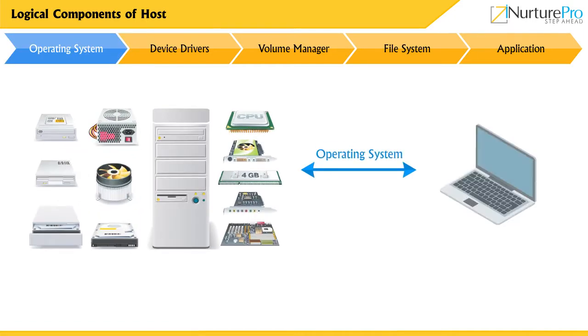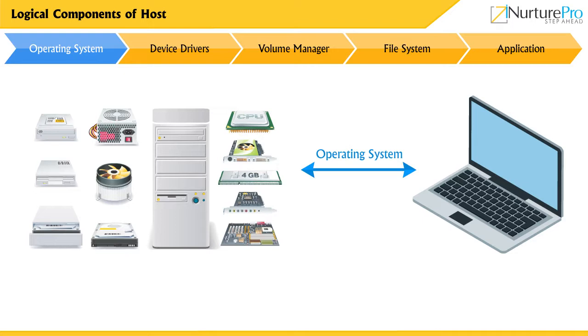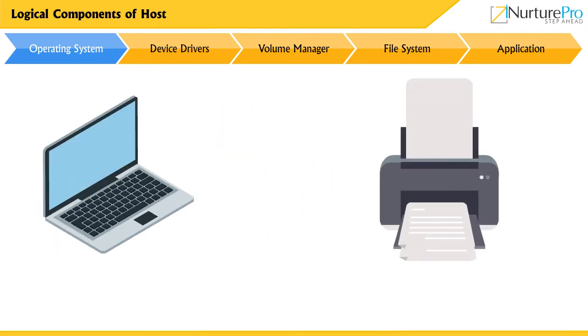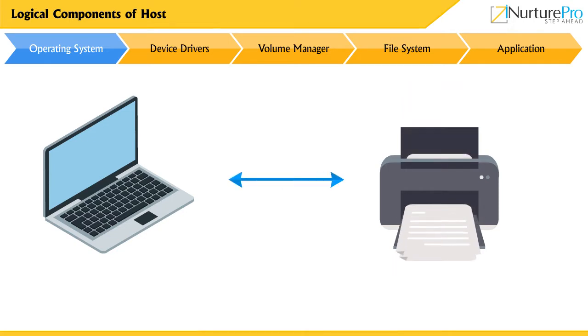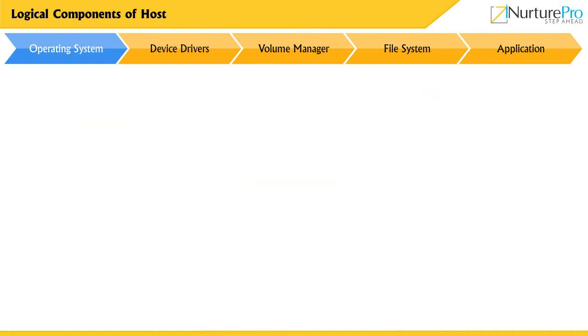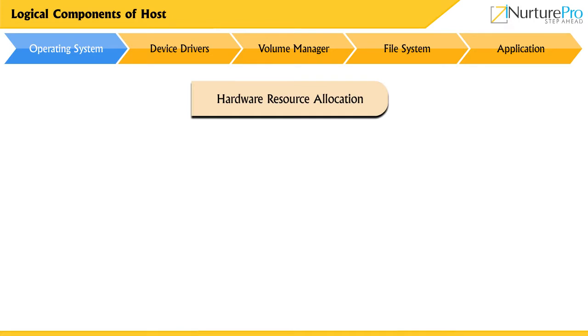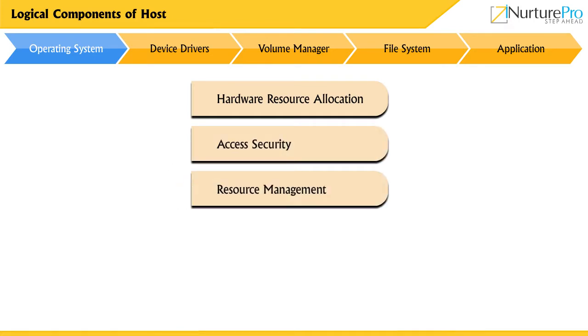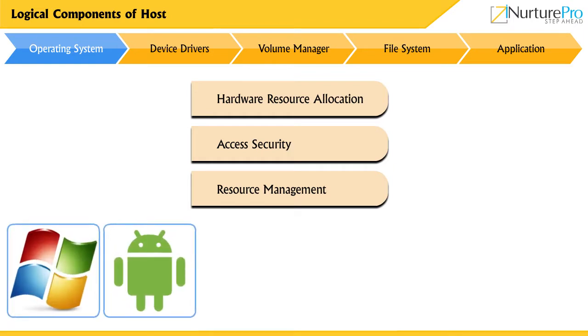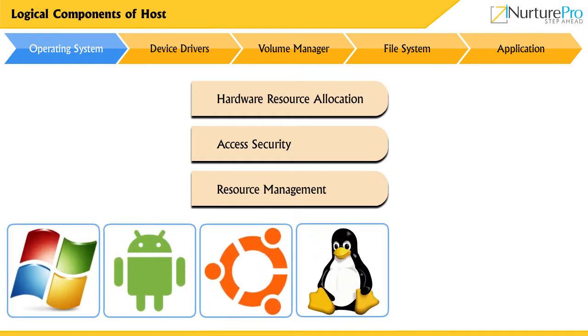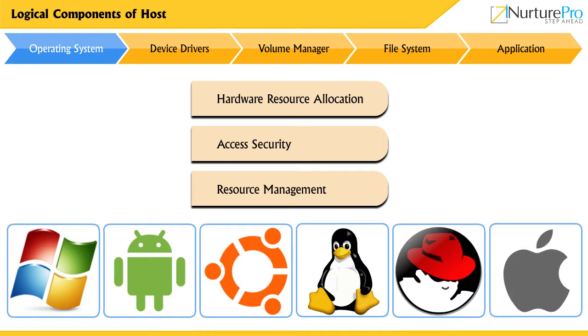Operating system works between physical components of the computer system and applications. It provides data access to an application and monitors users' actions that decide the movement of hardware components. Operating system also offers hardware resource allocation, access security, and resource management. Windows, Android, Ubuntu, Linux, Red Hat, and iOS are some examples of operating systems.